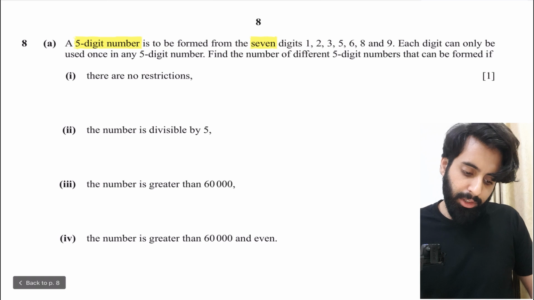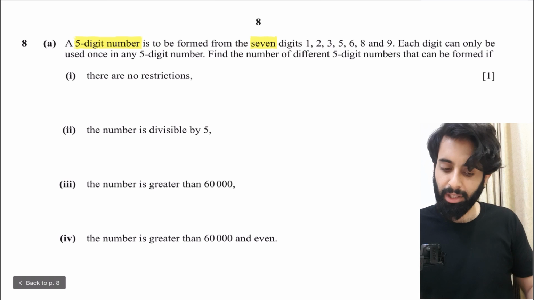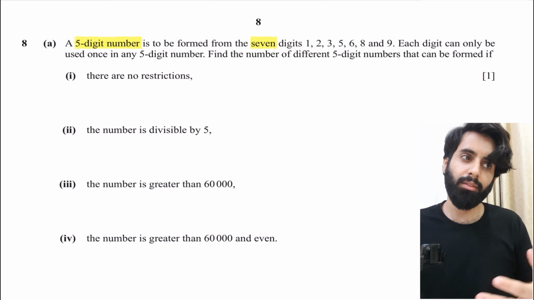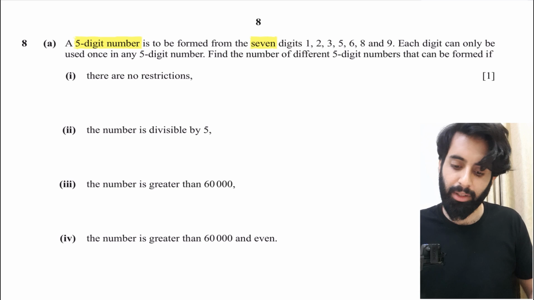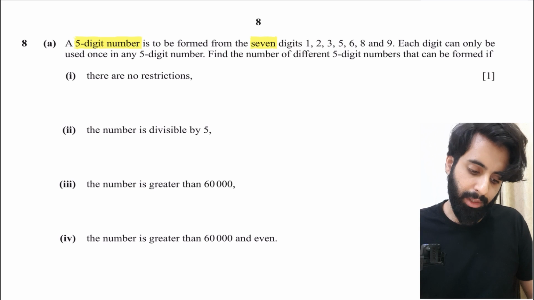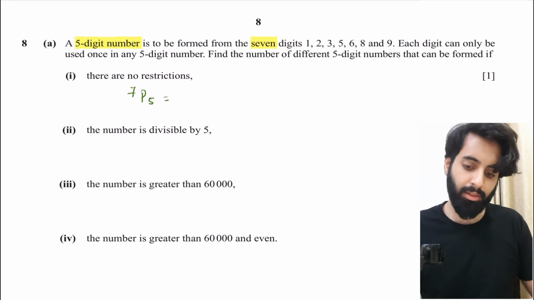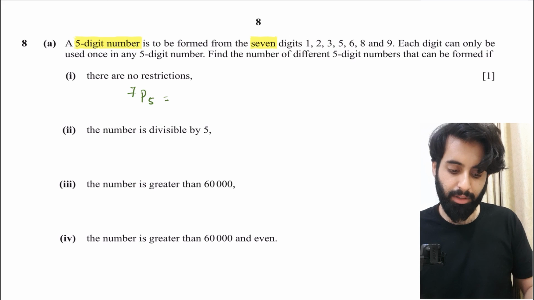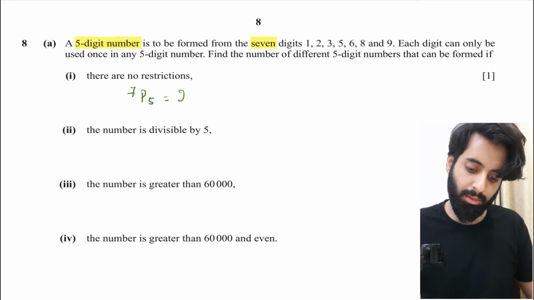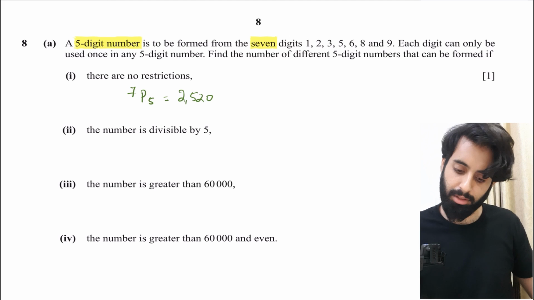So if there are no restrictions, since you're making numbers, 321 is not the same as 123, so that means you're going to be using permutation. For the first part, it's going to be a no-brainer: 7P5, because you're arranging 5 out of 7. So 7P5 is equal to 2520, which is the correct answer.